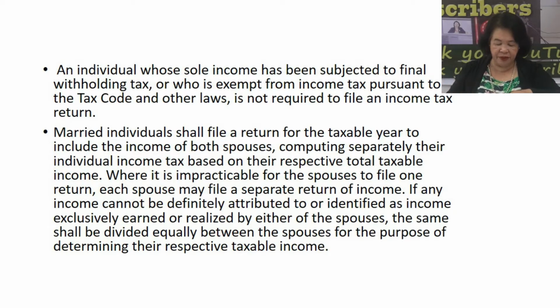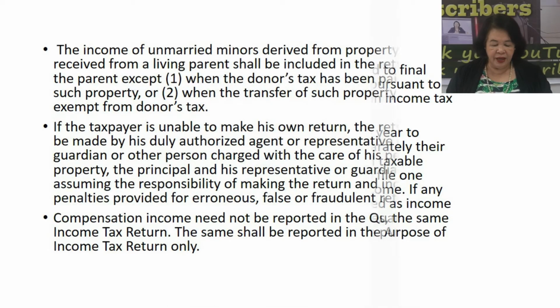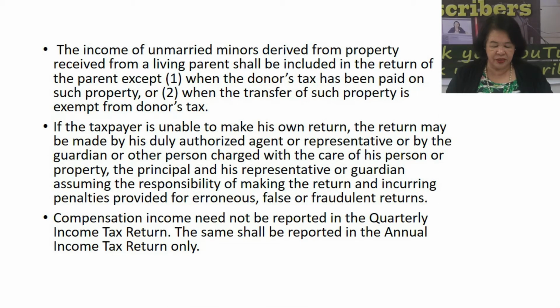The same shall be divided equally between the spouses for the purpose of determining the respective taxable income. So kung hindi ma-identify kanino ba income yan, sa husband o sa wife, hatiin 50-50 po sila. The income of unmarried minors derived from property received from a living parent shall be included in the return of the parent, except when the donor's tax has been paid on such property or when the transfer of such property is exempt from donor's tax.